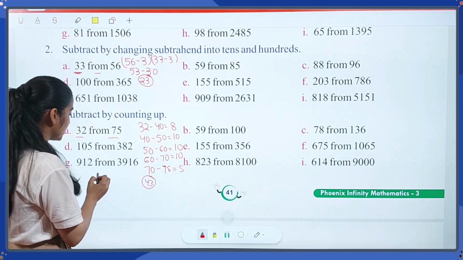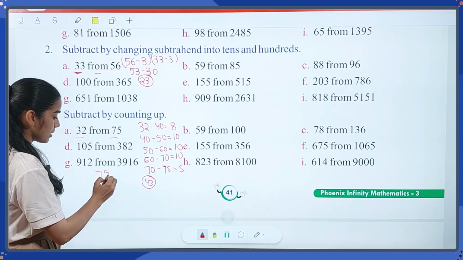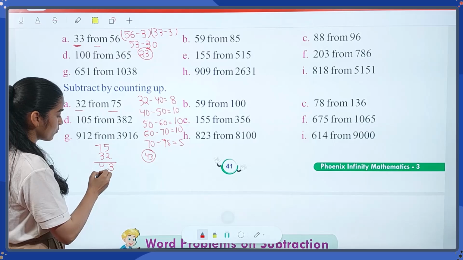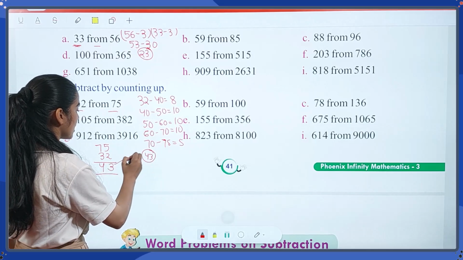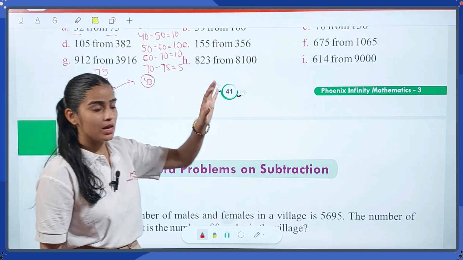Now let's examine it. So 75 minus 32. 7 minus 3 is 4, and 5 minus 2 is 3. Here is your answer, which is same as it is. So you can do in this question as well as I do.